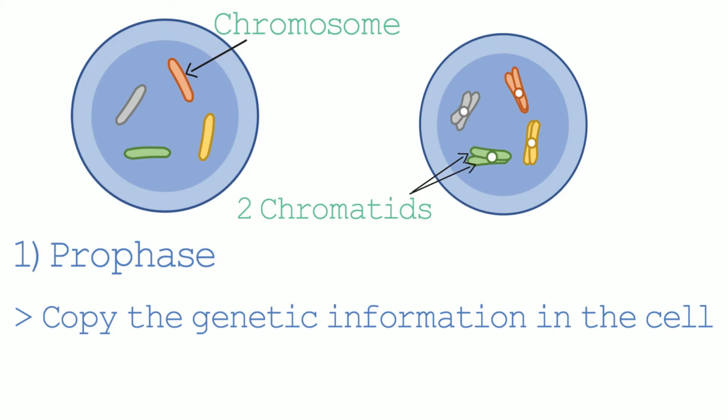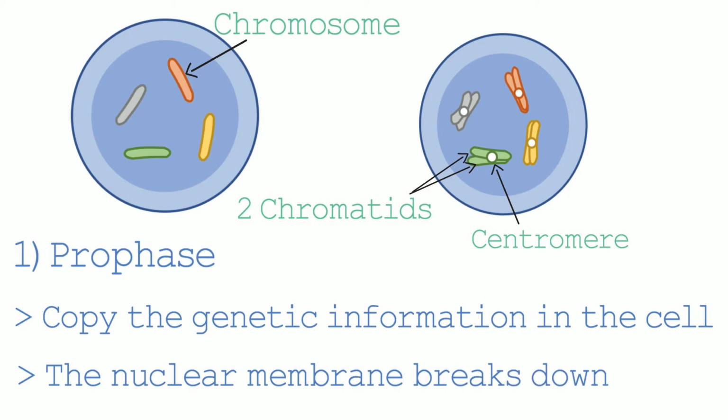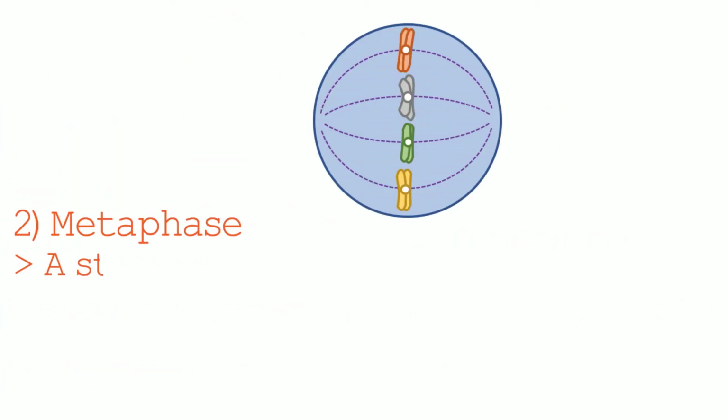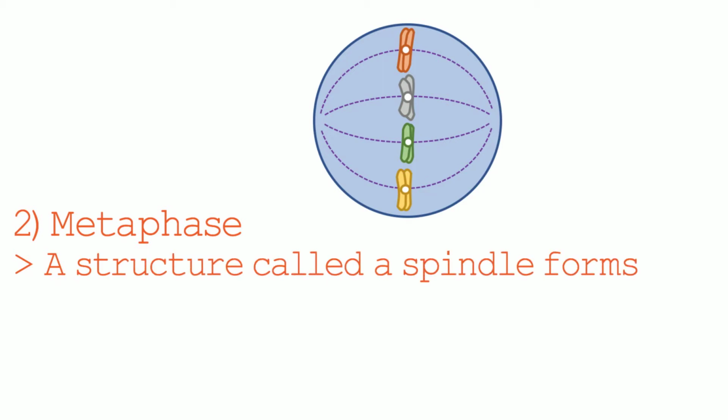Chromatids are 1/2 of 2 identical copies of a replicated chromosome. The chromatids are joined together by a centromere. So if we look at the diagram, if we look at the green chromosome, we can see the 2 chromatids and the centromere, which is the white circle in the center. At the end of this stage, the membrane of the nucleus breaks down. The next stage in mitosis is the metaphase. During this stage, a structure called the spindle forms.